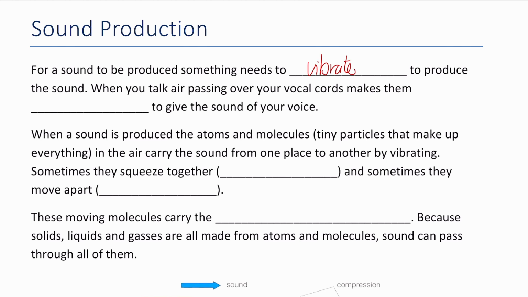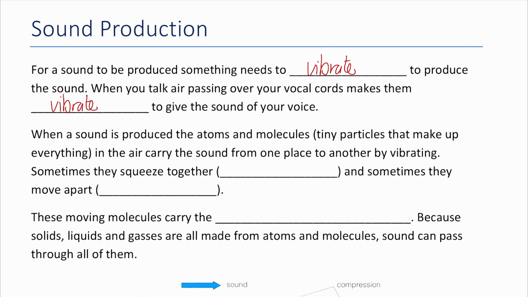That can be something like in a drum. When you hit a drum, the skin vibrates, or you pluck the string in a guitar, the string vibrates. Whenever you speak, air passes over your vocal cords, sort of tightly strung cords in your throat, that make them vibrate to give us the sound of our voice. Everybody's vibrates in slightly different ways, which is why we all have slightly different voices.